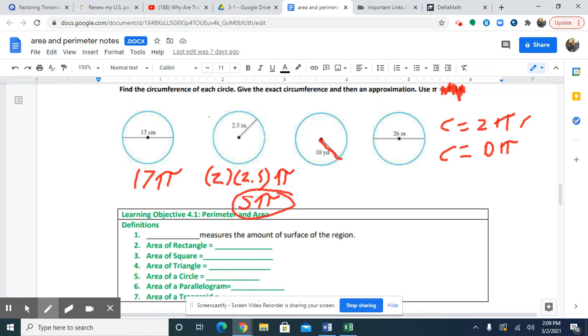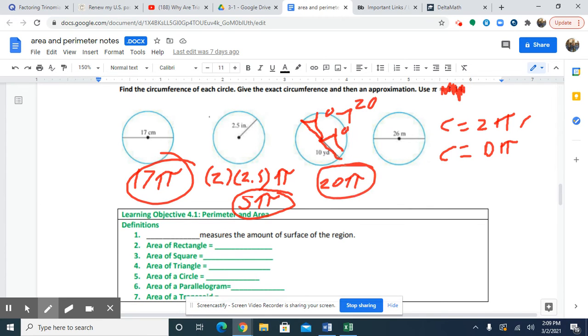And again, we're just going to leave it in terms of pi, so we don't have to turn it into a decimal. Now we have a radius here of 10. If we draw another radius of 10, that should give us a diameter, which in turn is equal to 20. So 20 pi would be the circumference. And our diameter of 26, again, just 26 pi.